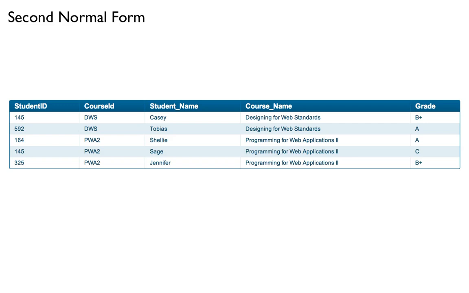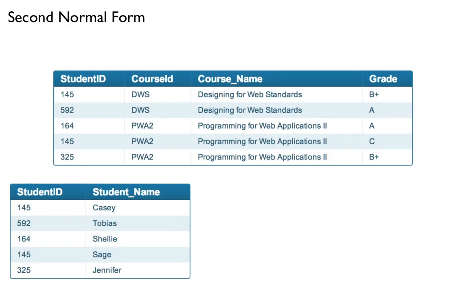To be in second normal form, we now need to determine if the non-key attributes are dependent on the composite key we just created. Let's take a look at the student's name. The student's name is dependent on the student ID, but in order to be in second normal form, it has to be dependent on both the student ID and the course ID. Since it is not dependent on the course ID, we can move this attribute to another table called students.